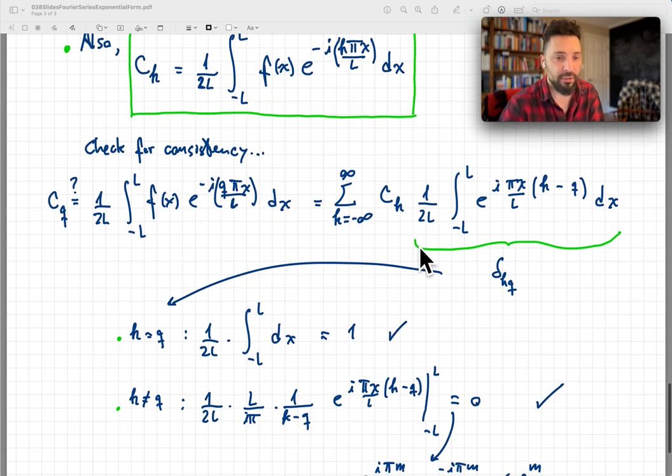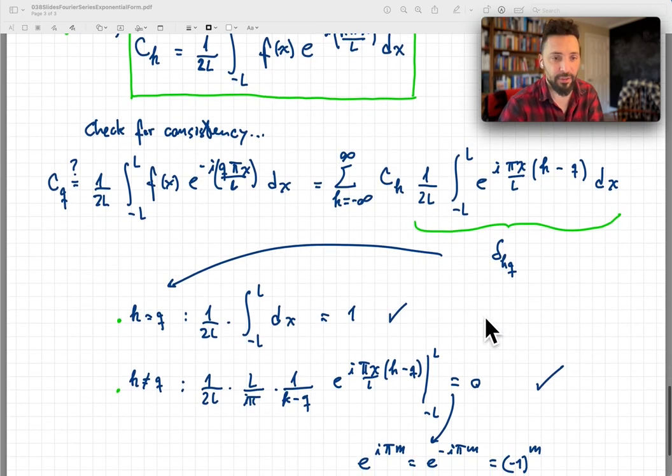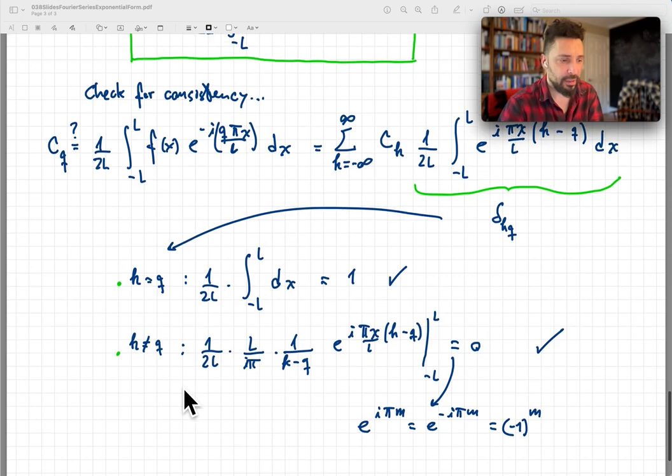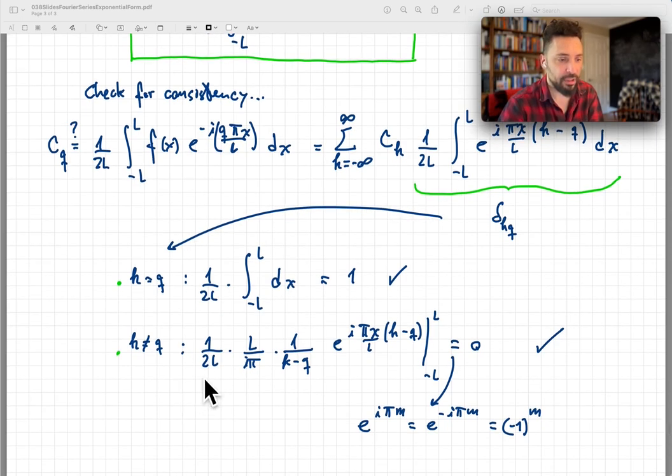So let's see. If k is equal to q, then this exponent is 0, the integrand is 1, and we do the integral between minus L and L, that gives us 2L, divided by 2L is just 1. So that's all there is if k is equal to q, no problem. If k is different from q, which is the more general case, where k and q are arbitrary but different from each other, we're assuming that they're integers, by the way, then the result of doing this integral is very simple.